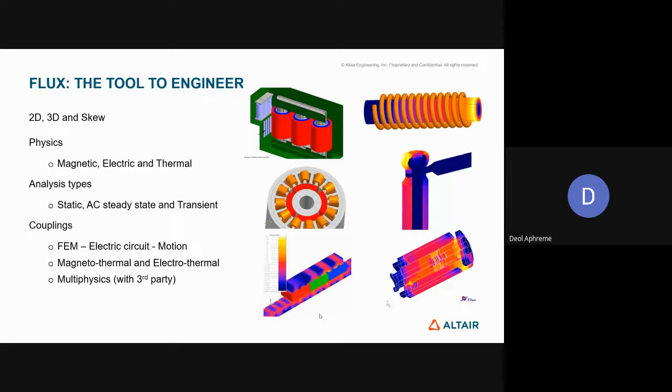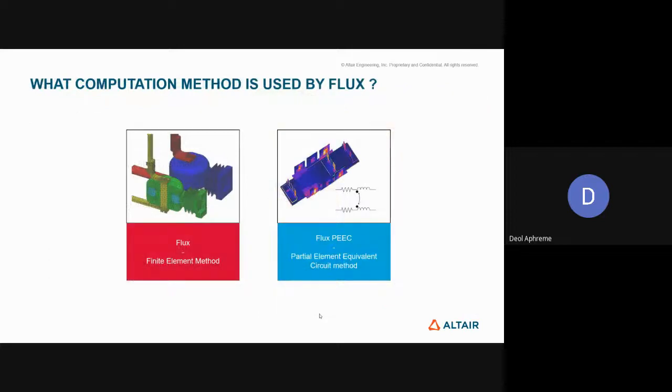Flux also allows couplings, like I said before. You can couple it with an electric circuit, or you can even give a motion, a linear motion or a rotational motion, depending on your application. We also have co-simulation, so magnetothermal and electrothermal can be simulated in Flux. Why these are important, why magnetothermal and electrothermal create a big difference for a designer or a simulator, I will get into in the coming slides. We also allow coupling with other third-party software, like MATLAB. And, like I said before, Flux uses a finite element tool, but FluxPEEC is another dimension within Flux, which allows the partial element equivalent circuit method.